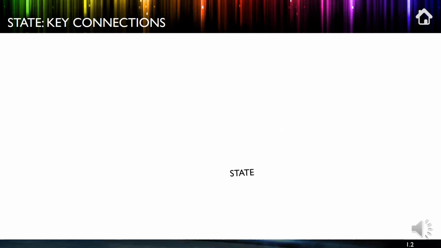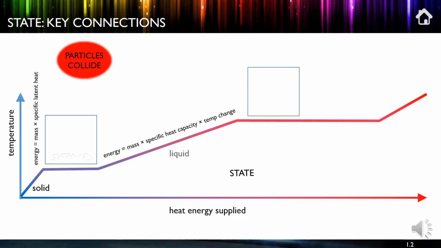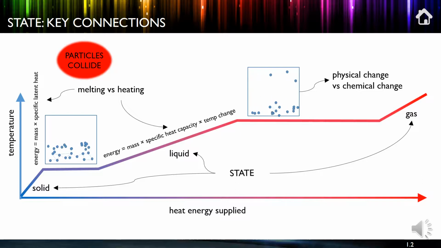So we met state a little bit in the last video, but we're looking at it in a little more detail. We've got here a graph showing us energy being supplied and the temperature going up, so the energy per particle is going up. Here it's a solid, here it's melting, so we've got a combination of solid and liquid. Here is some heating of the liquid, and here we have boiling of the liquid, so it's turning into a gas here, the third state there.